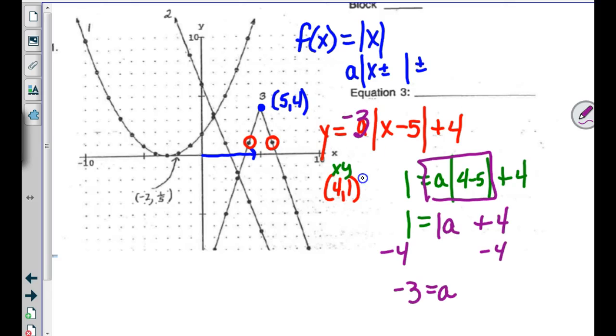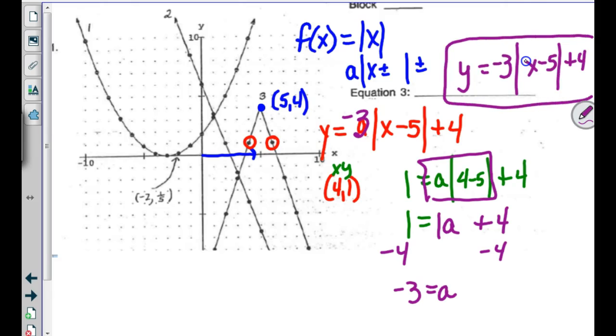Anybody think they could have predicted that ahead of time? Is that the slope of this branch right here? Okay, it's going down 3 and over 1, down 3 and over 1, down 3 and over 1. That will always work for a linear absolute value, okay? But just be careful because the slope of this branch over here is positive. You had to know that it was going down. So y equals negative 3 absolute value of x minus 5 plus 4 gave us the equation.